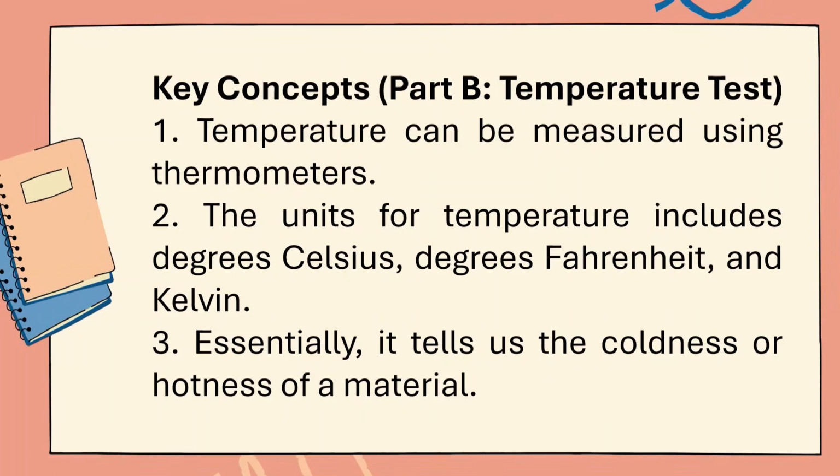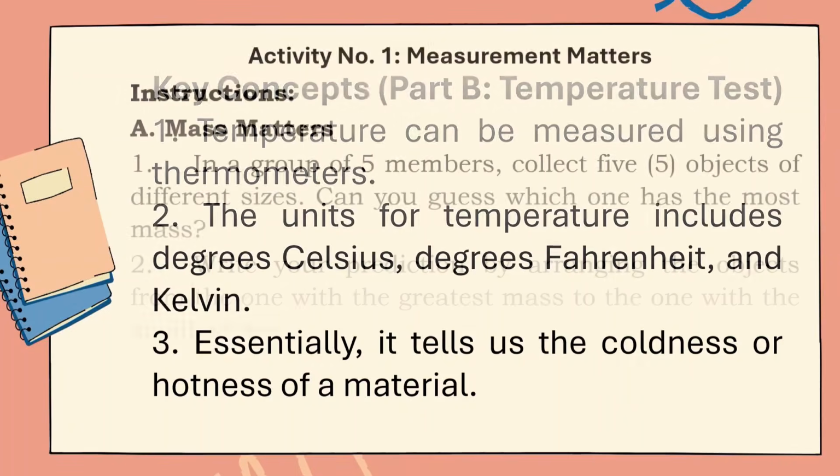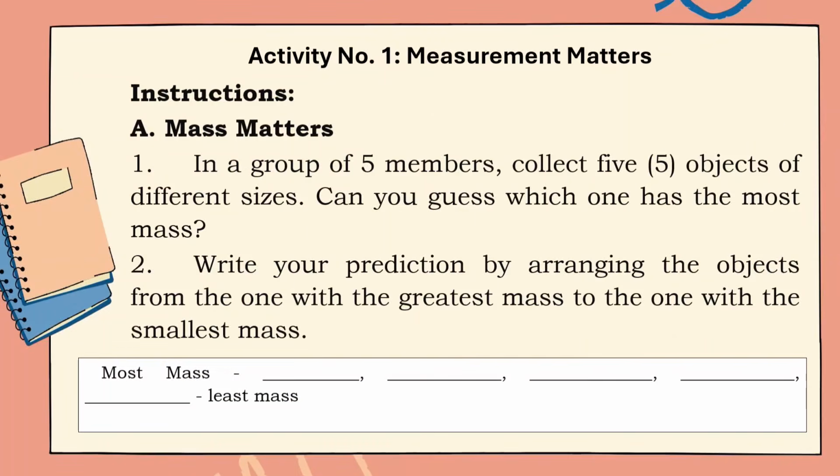For the key concept of the part B, which is the temperature test, number 1, temperature can be measured using thermometers. Number 2, the units of temperature include degrees Celsius, degrees Fahrenheit, and Kelvin. And number 3, essentially, it tells us the coldness or hotness of a material. Now, students, answer the activity number 1.